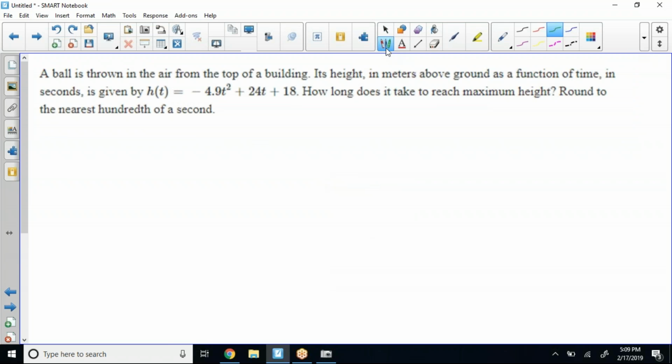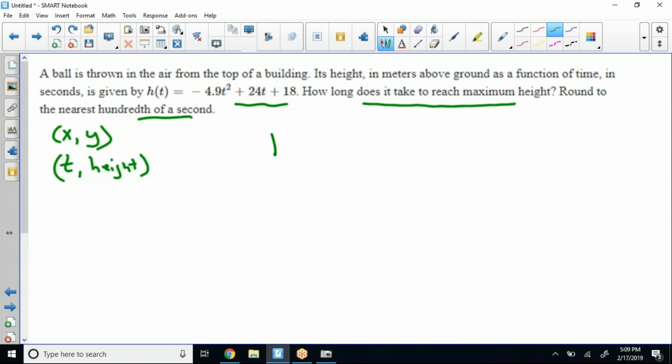So what you have to understand is the X, Y, that is time and height, right? They want to know how long it took to reach it, rounded to the nearest hundredths of a second, which is 2 decimal places. What they're wanting here is in standard form: H equals negative B over 2A. A is negative 4.9, and B is 24.